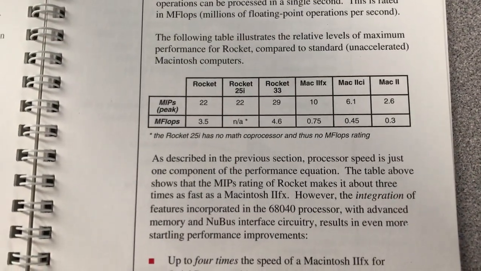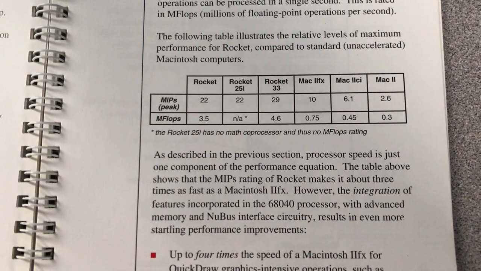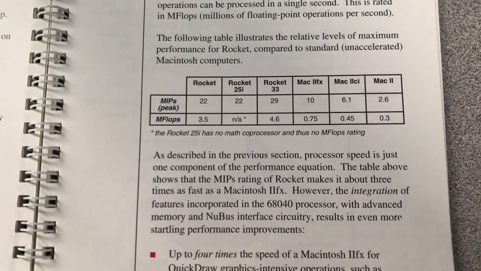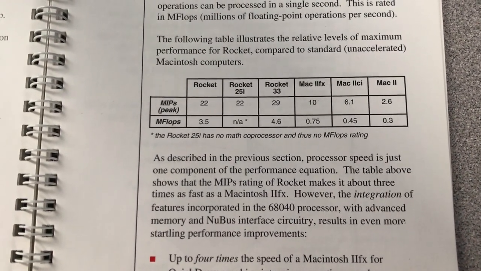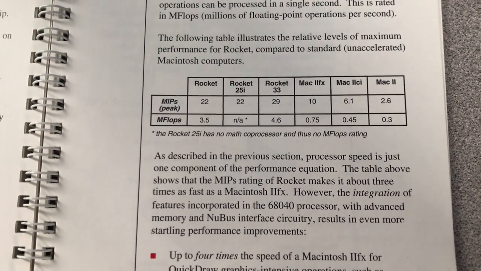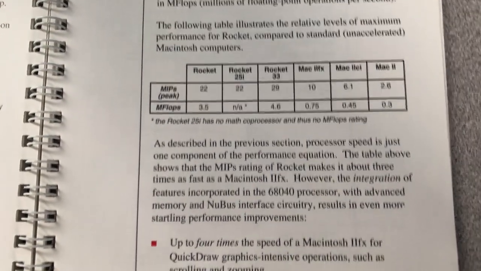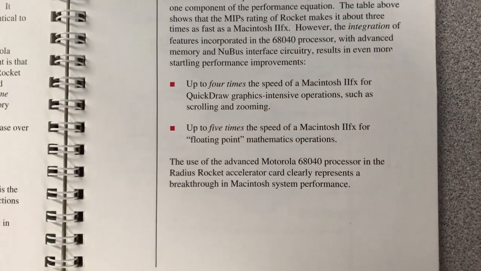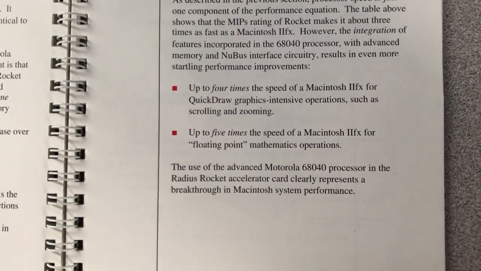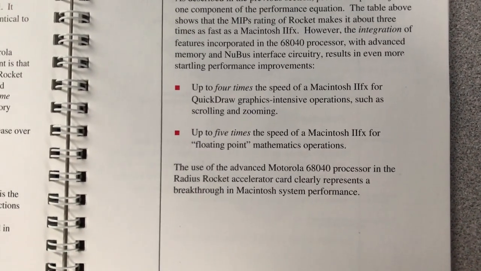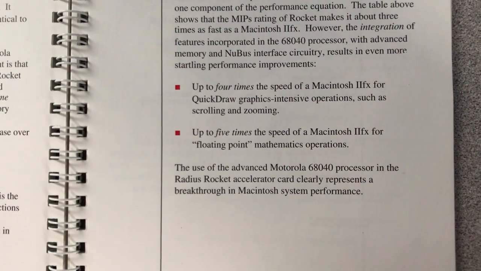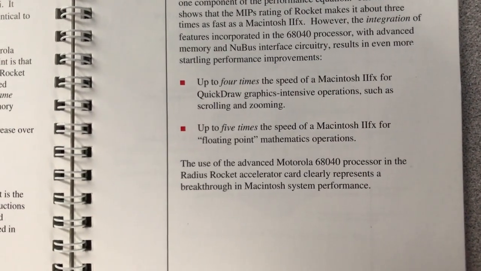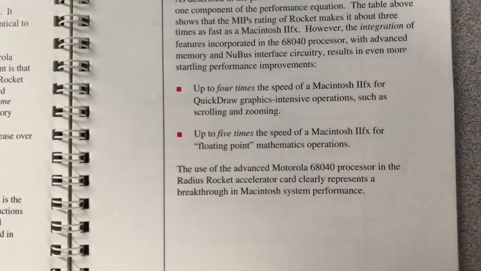First, let's take a look at this claimed performance table. As you can see, the Rocket 33 has significantly higher performance than either a Macintosh 2FX, 2CI, or Plane 2. Radius states that it's up to 4 times the speed of a Macintosh 2FX for QuickDraw, and up to 5 times the speed of a Macintosh 2FX for floating point. Quadra level performance in a Macintosh 2.